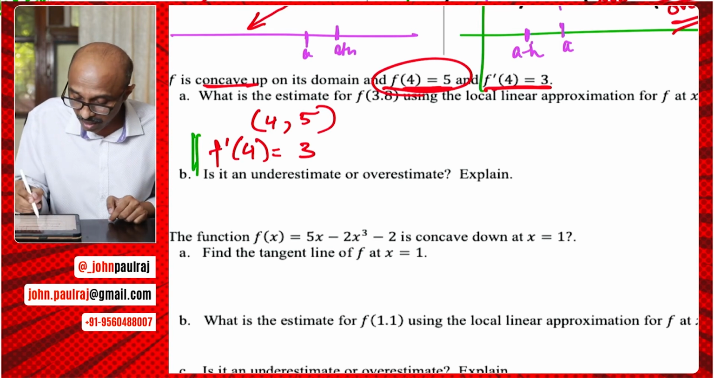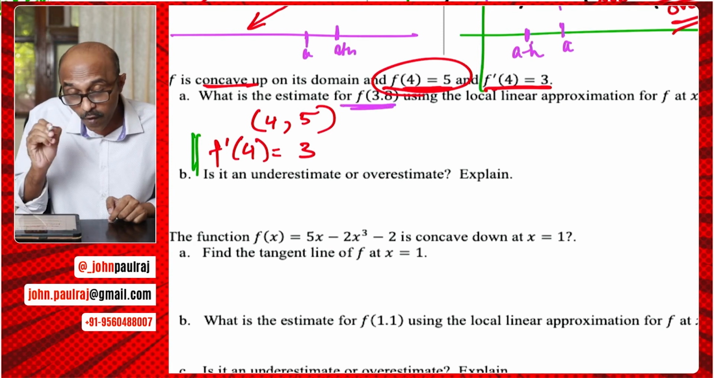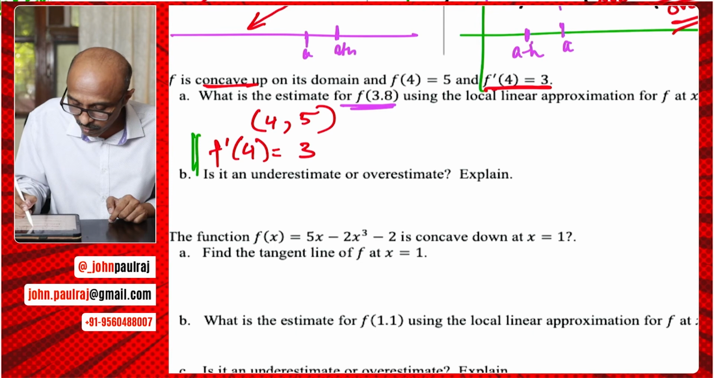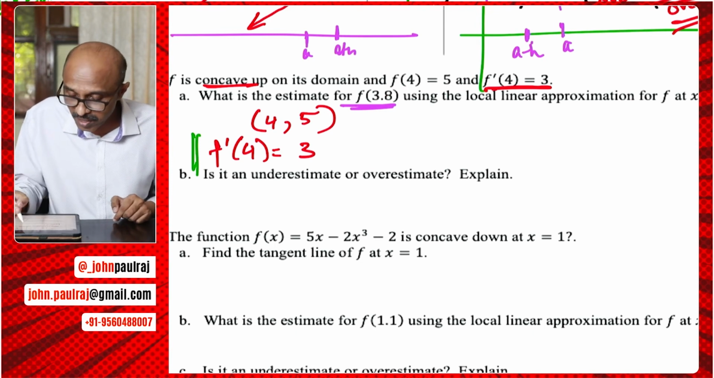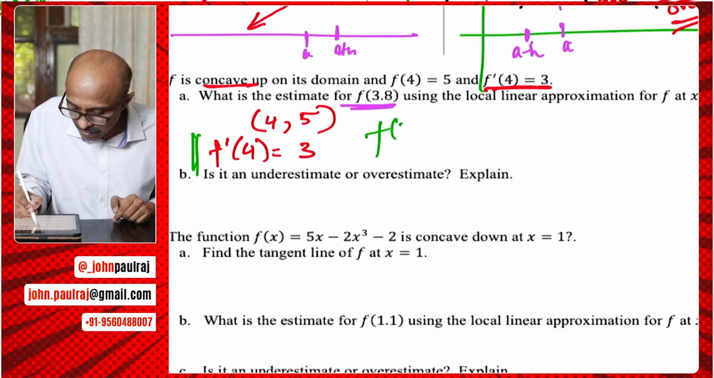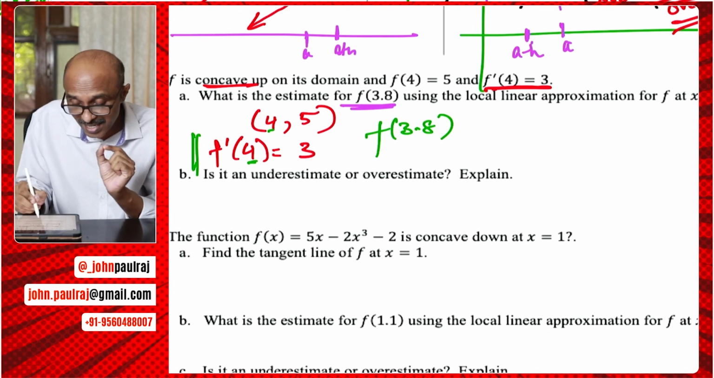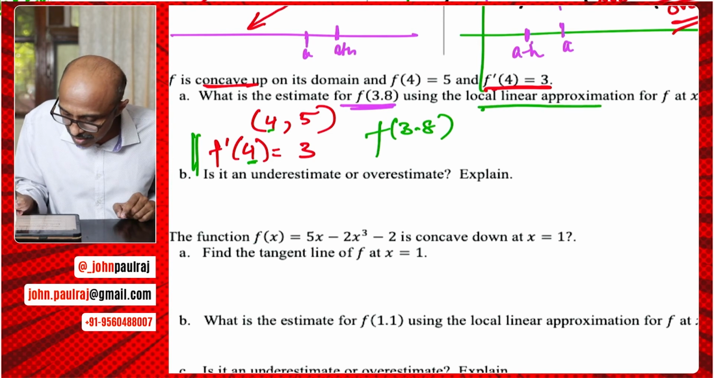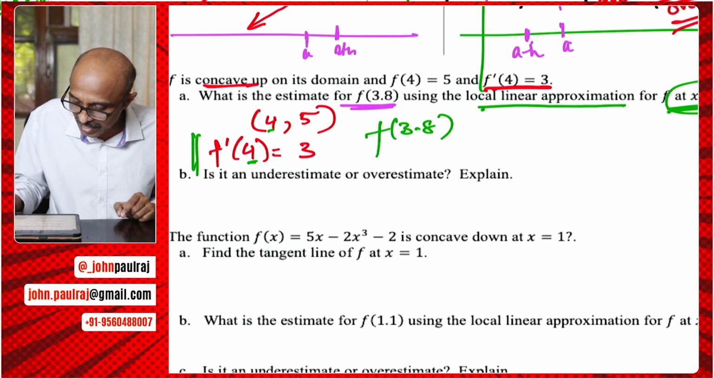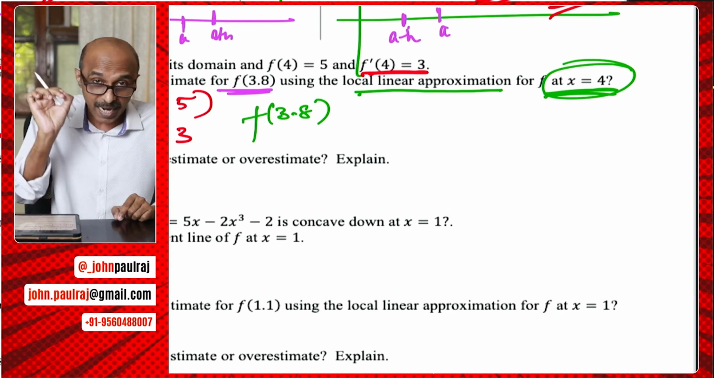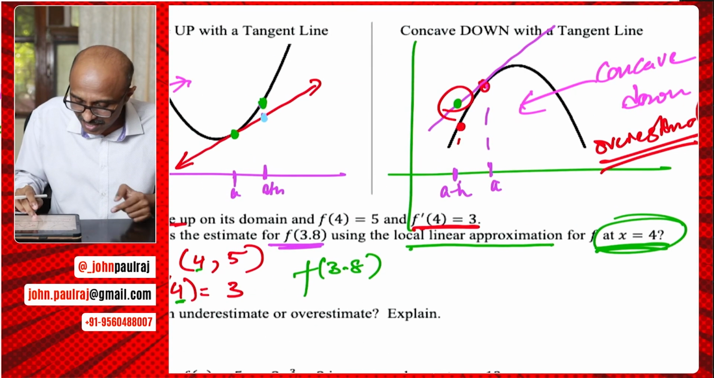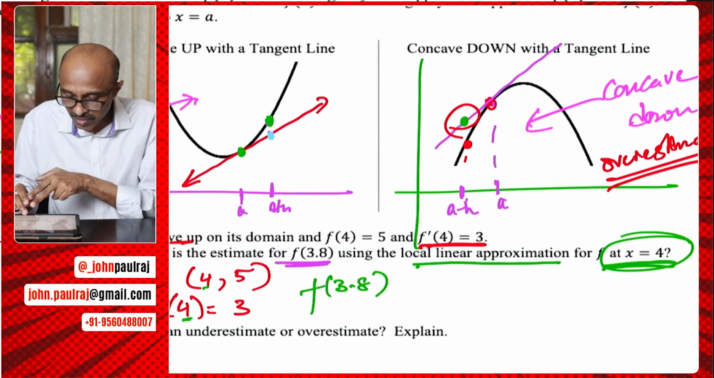What else have they asked in this question? They've asked, what is the estimate of f of 3.8? If you can't read the question because of all my coloring, here you go, f of 3.8. As you can see, our base point is 4. 3.8 is slightly on the left hand side, right? We can approximate f of 3.8 using the local linear approximation for f at x equals 4. That becomes your base point, the point where we are looking at the tangent. That's the a, so we're looking at something like a minus h.